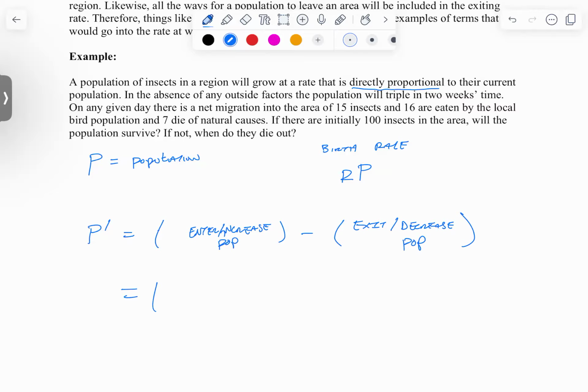Okay, so what is entering or increasing our population? Without a doubt, birth rate. What else do we have? That condition that every 2 weeks it triples. I'm going to come to that. Just the flat numbers. What else is increasing? Net migration in, 15. And then exit: 16 getting eaten, and 7 die.